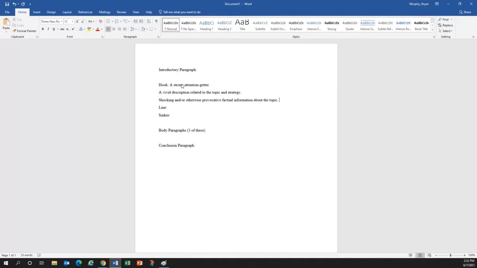I had no idea that most people couldn't donate blood. What are we going to do about this blood problem? And I kept reading, right? So that's a good way, shocking and or provocative factual information about the topic. Another good way to start off a good hook is a strong quote.